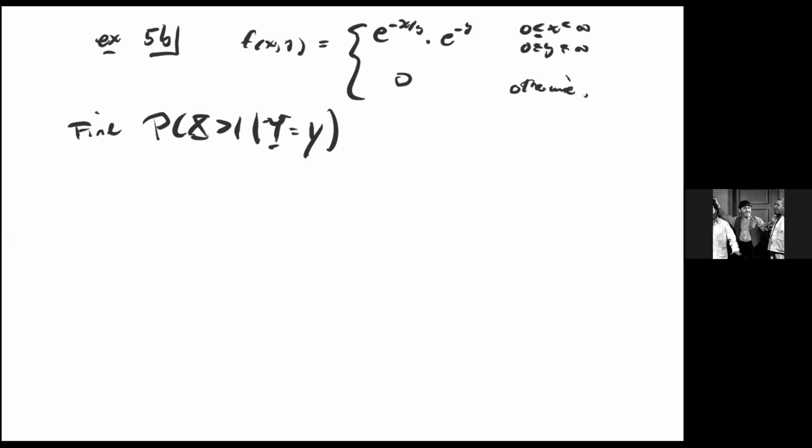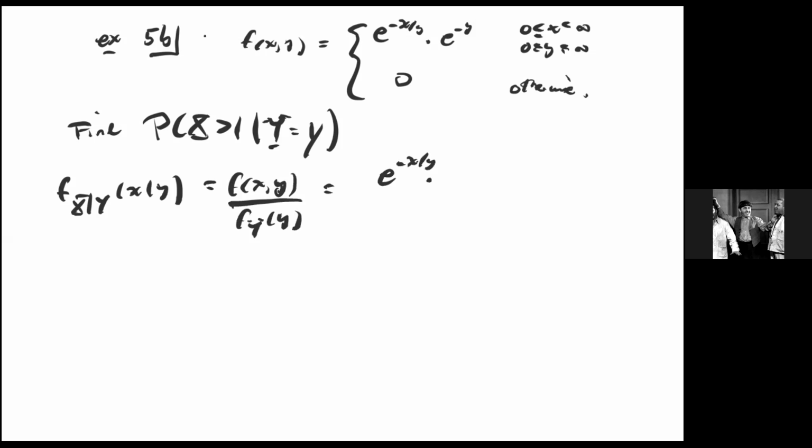So let's first consider calculating f of x given y, where x is conditioned on y. We know that that's f of x,y divided by the marginal density function for y. And the numerator, at least if you're in the first quadrant, is e to the minus x over y times e to the minus y. That's given to us. And what's the denominator? Well, we have to calculate f sub y of y here. So what is f sub y of y?